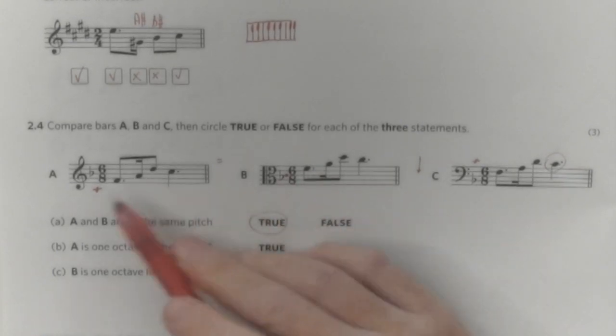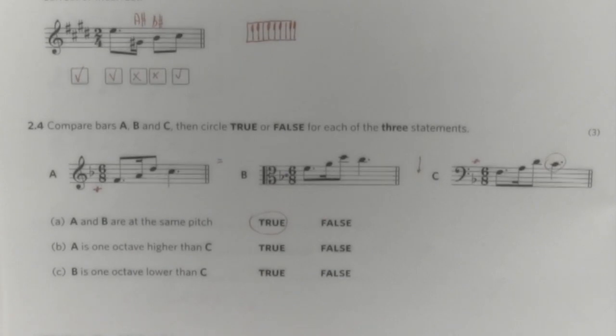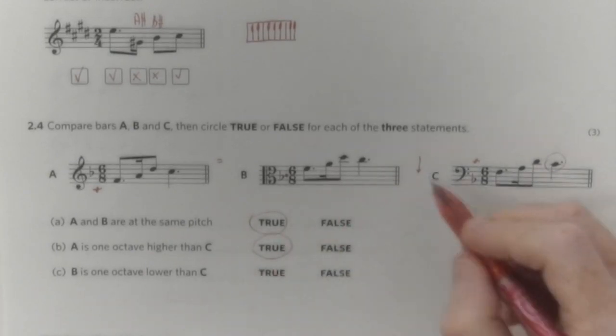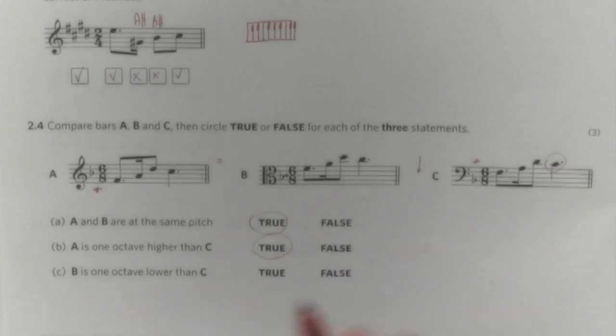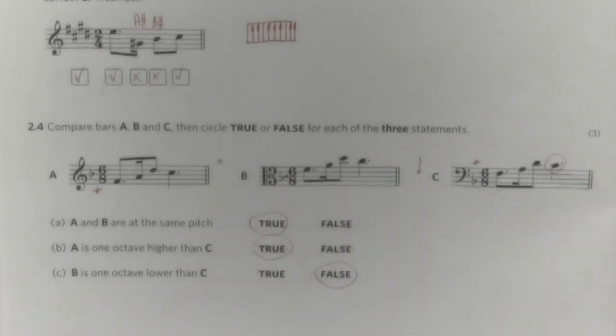Middle C up, middle C up. A is 1 octave higher than C. Yes, because we said that this is an octave lower. B is an octave lower than C. No, because we said that before.